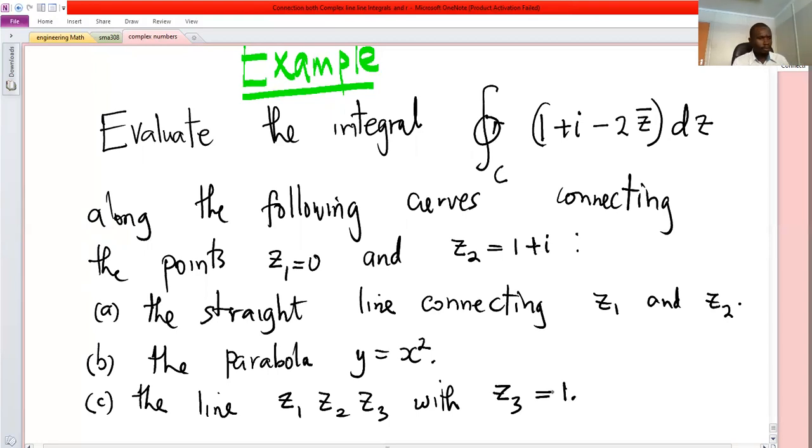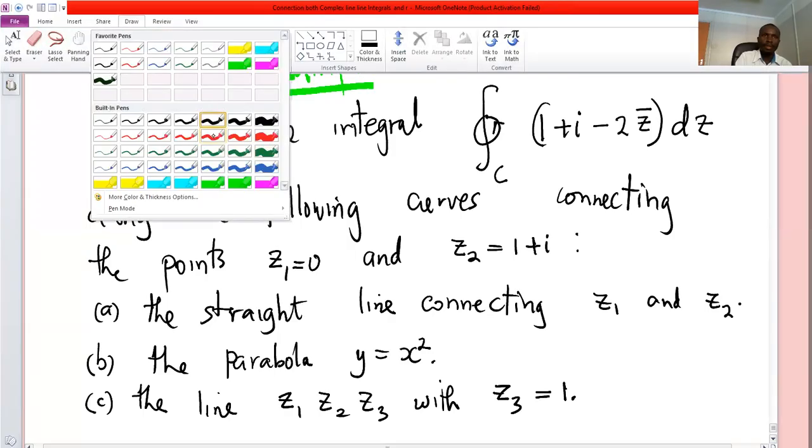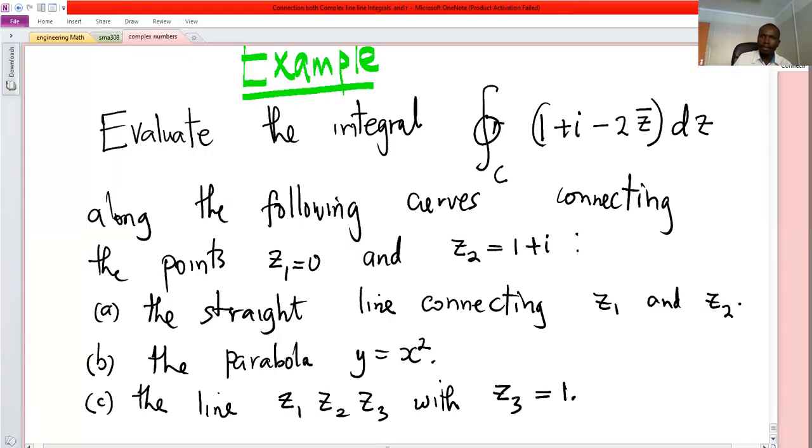This is a nice problem. It's simply testing on whether you know how to carry out contour integration following different paths specified by the curve C. Now, what you're going to do is to remember the general contour integration. Solution.